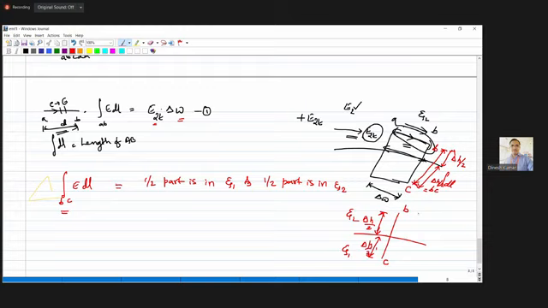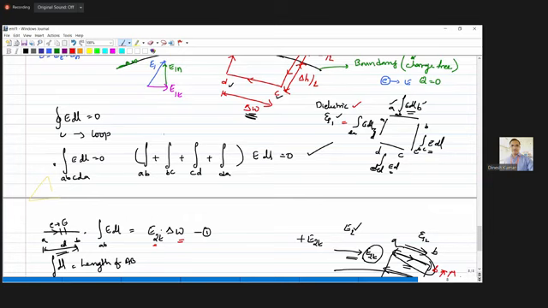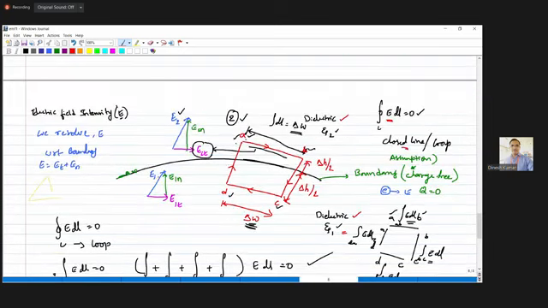So in this medium, we have field intensity E2. In this medium, we have field intensity E1. And the direction of the line is from B to C. But here, if you see this component diagram, this thing I am drawing here.